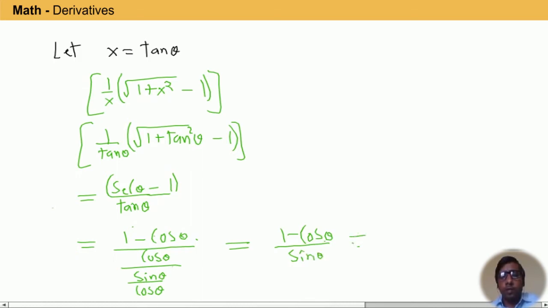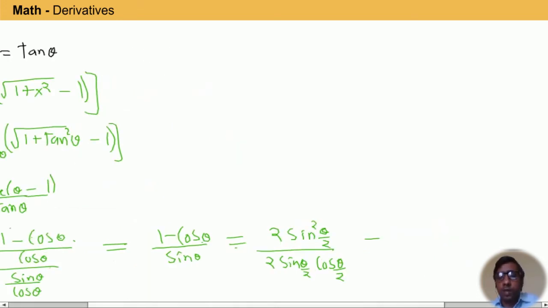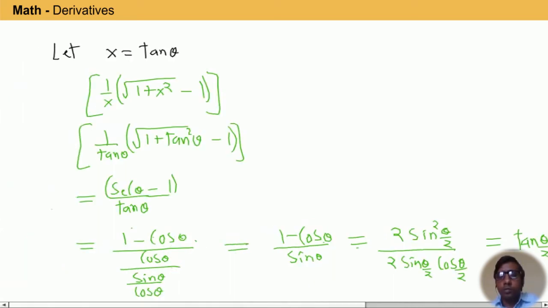Now 1 minus cos theta is 2 sin square theta by 2. This is 2 sin theta by 2 cos theta by 2. We know that sin 2 theta is 2 sin theta cos theta, while 1 minus cos 2 theta is 2 sin square theta. We can apply the formula here, and after simplification, tan theta by 2. So tan theta by 2 is the value which we are getting.